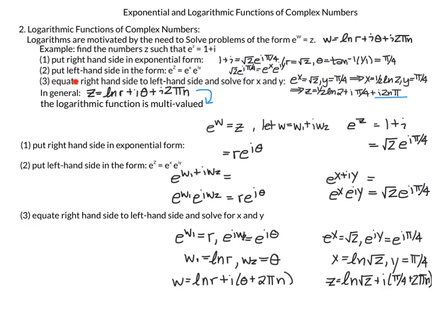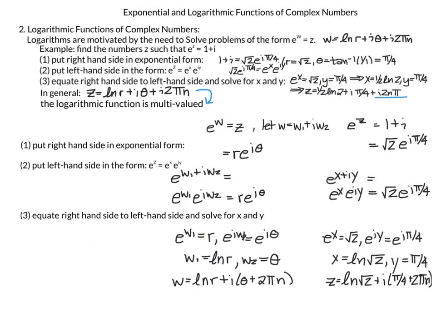Finally, my last step is to equate the right-hand side to the left-hand side and solve for x and y. So these two are equal. Looking at this, this is an e to the i w2, which is in this form here. So my e to the i w2 is equal to e to the i theta. This e to the w1, remember w1 here is a real number because this is my x and this is my y. So this is a real number, like the radius r.